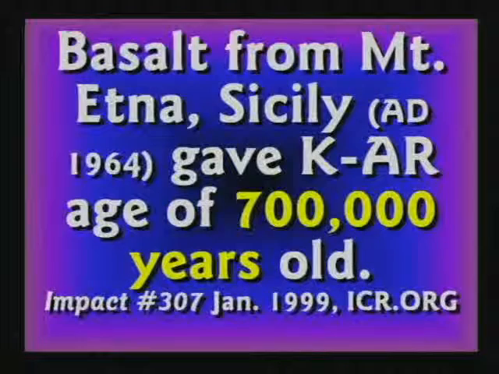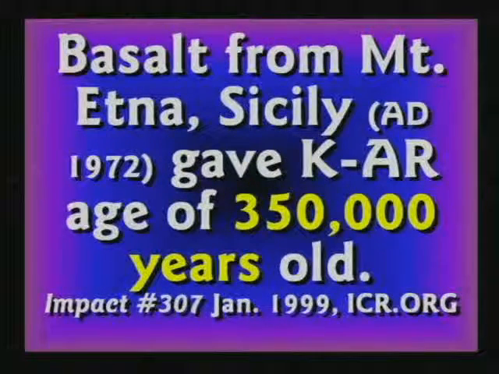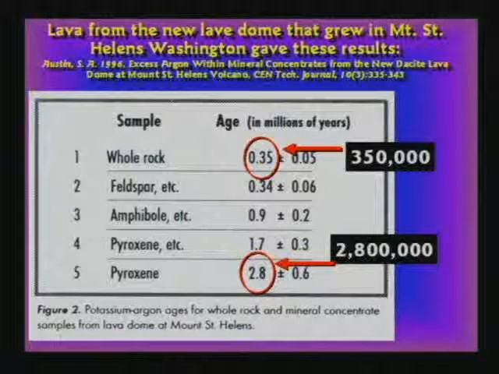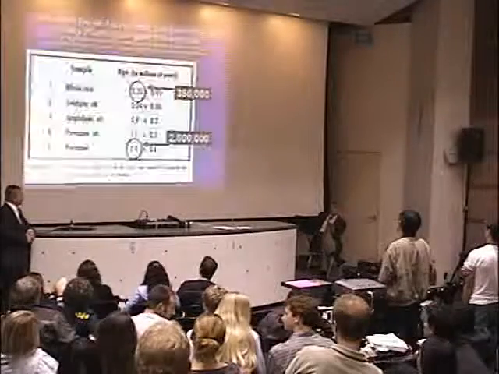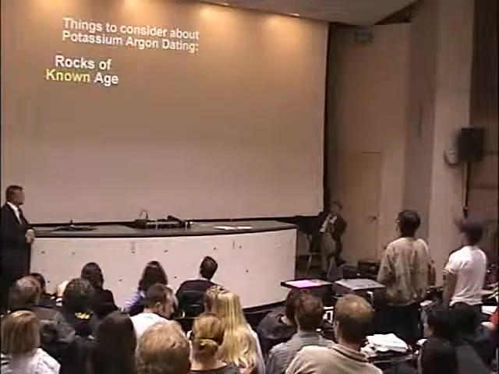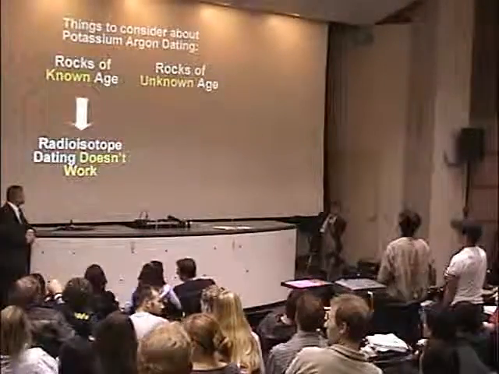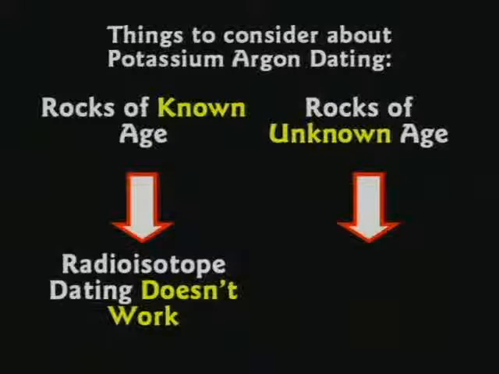Sicily, Mount Etna erupted. I was climbing on Mount Etna 2 years ago. It erupted in 1964, gave a potassium-argon age of 700,000. The 1972 eruption gave an age of 350,000. Brand new lava from Mount St. Helens was potassium-argon dated, and it gave ages of 350,000 to 2.8 million from the same rock. This is brand new lava. So if you want to believe there are event horizons, you can believe that, okay? But rocks of known age, when you date them with potassium-argon dating, it doesn't work, okay? If you date a rock of unknown age, it is assumed to work.